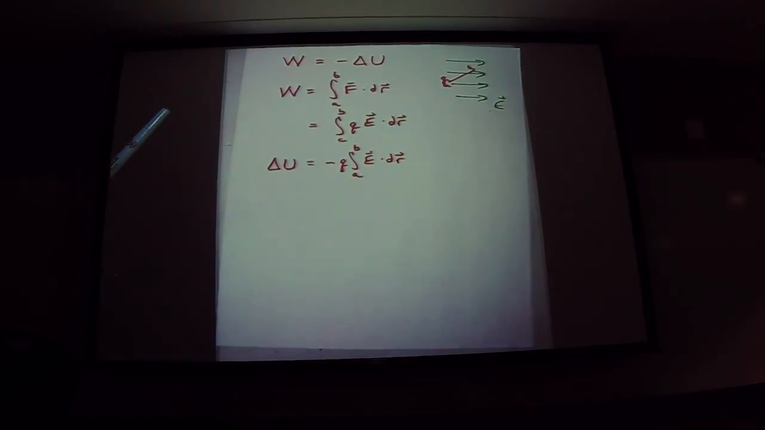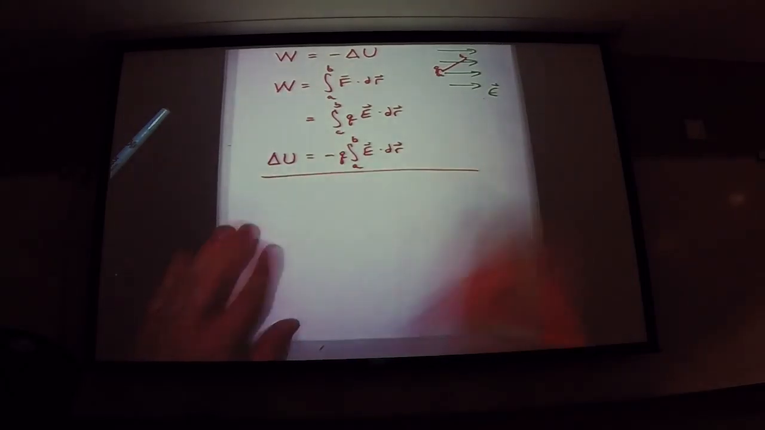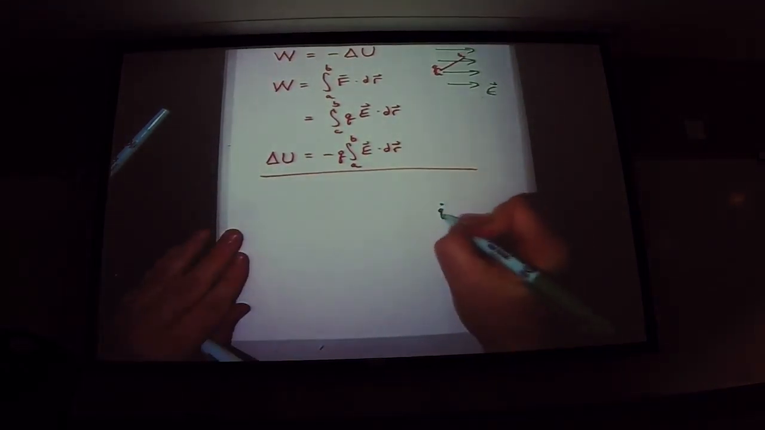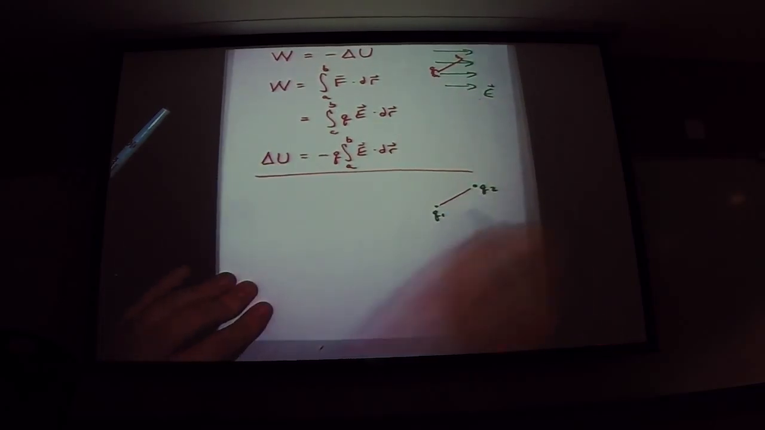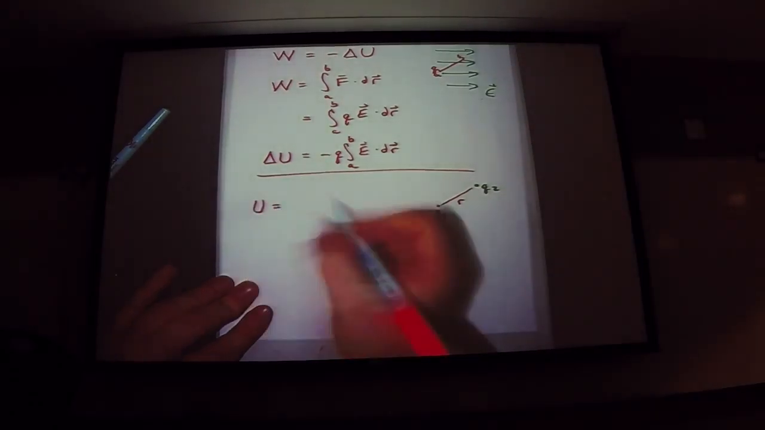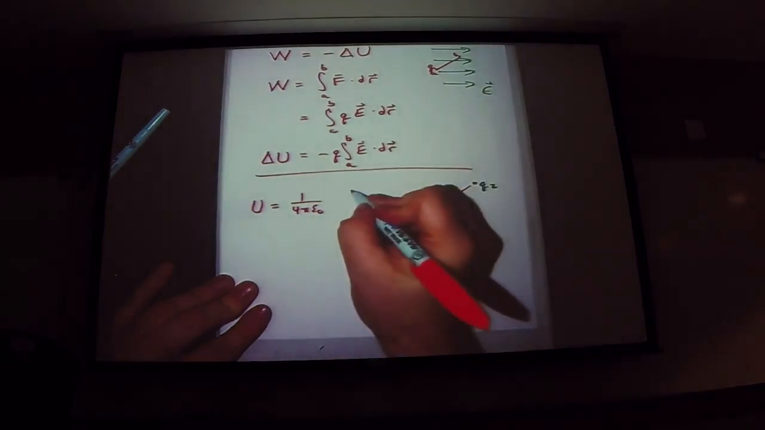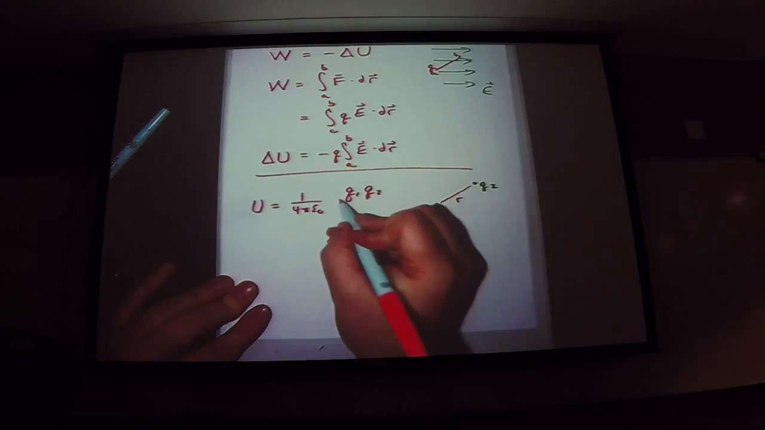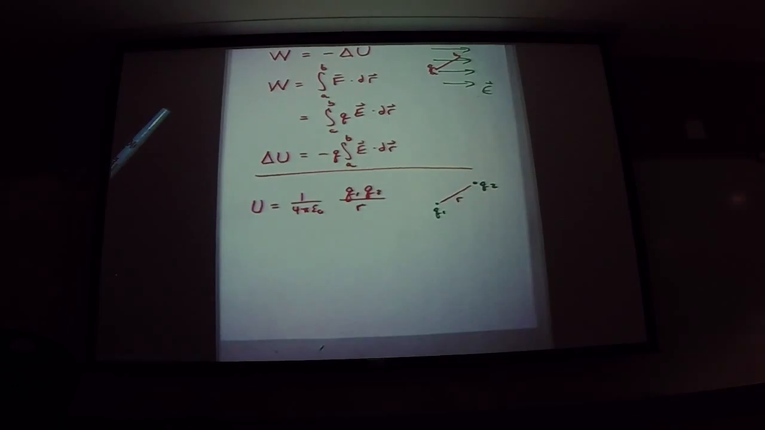If we do that by plugging in a point charge, we get the potential energy between two point charges, say Q1 and Q2, and you can do the integral on your own. Have fun. Take two point charges. The potential energy is 1 over 4 pi epsilon naught, that's our constant, times Q1 Q2 divided by R. And that's with respect to infinity.